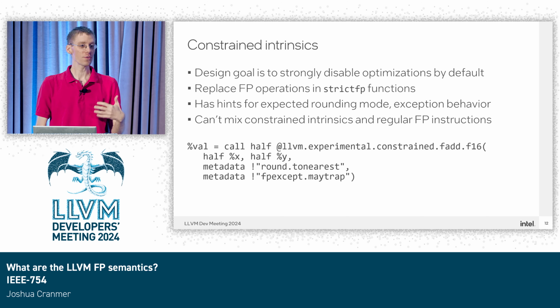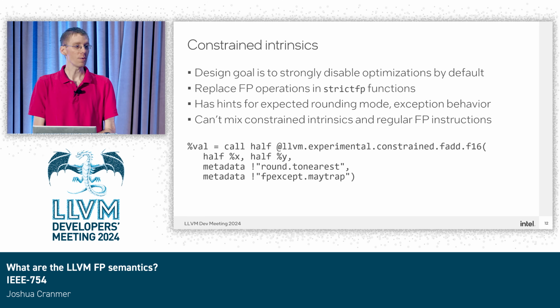Now, if you want to use floating point operations in a strictfp function, what you should do is replace them with constrained intrinsics. And these are intrinsics that are designed to have different semantics and designed to be environment aware. In fact, the original motivation for these was to start by removing all of the optimizations we have for floating point operations, and only add them in when we know that they are safe to do so.